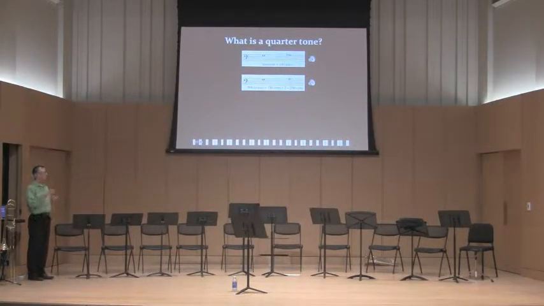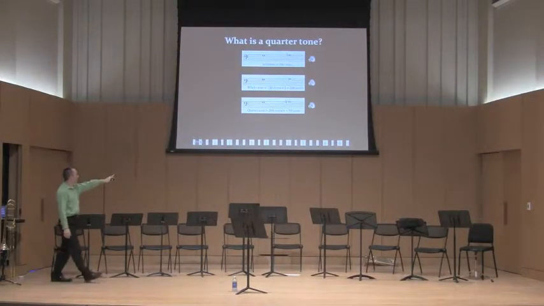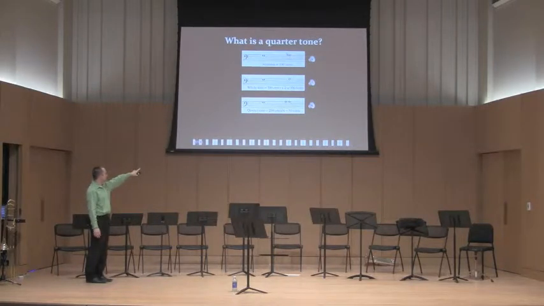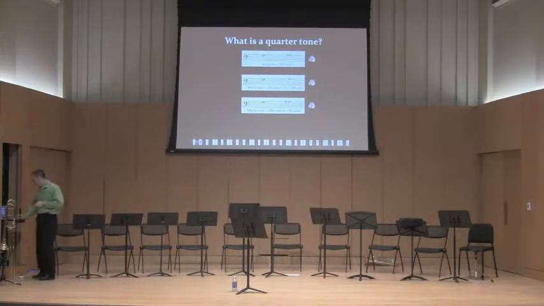So we have whole tone, semitone, or half tone. Quarter tone, therefore, will take that 200 cents and divide it by 4. If we do the math, you'll see, in addition to a little funky accidental in front of the second note, that we have 200 cents divided by 4, or a distance of 50 cents, which sounds something like this.